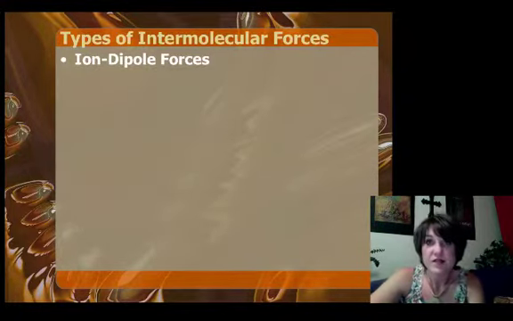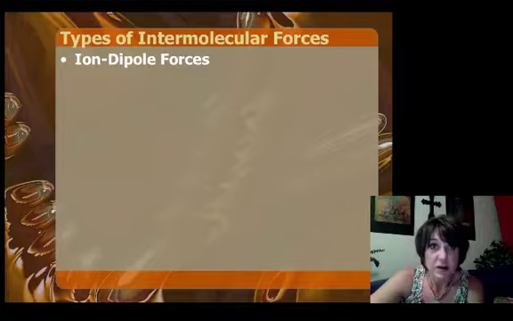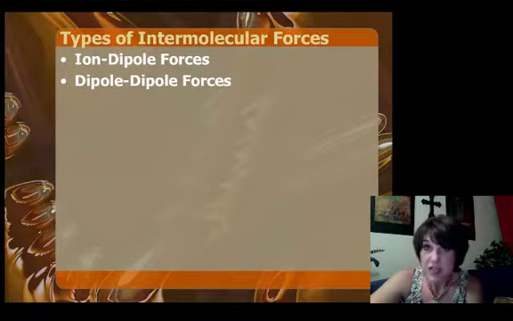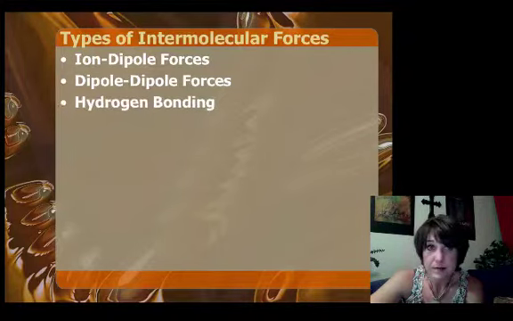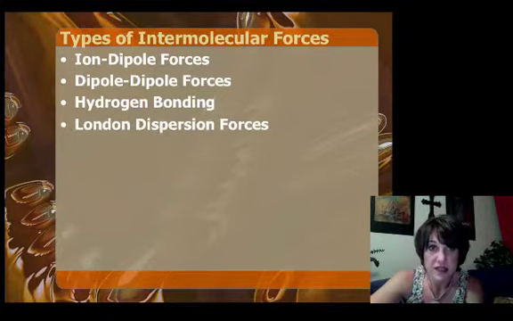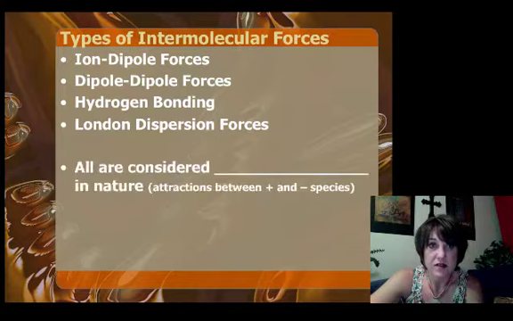There's 4 types of intermolecular forces that you'll need to know. The first type is called ion dipole. Then there's dipole to dipole. Hydrogen bonding is another type of intermolecular force. And then finally the one called London dispersion forces. So we're going to look at each of these individually.